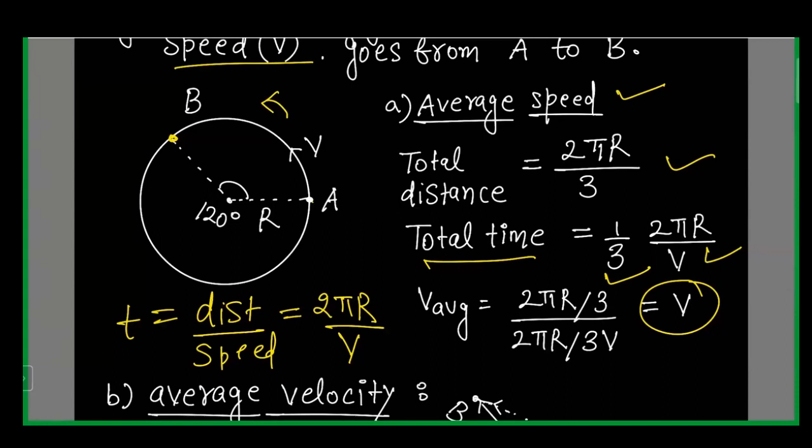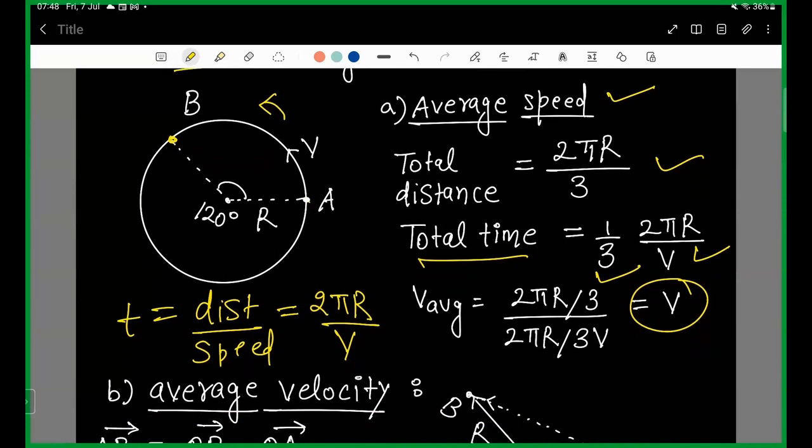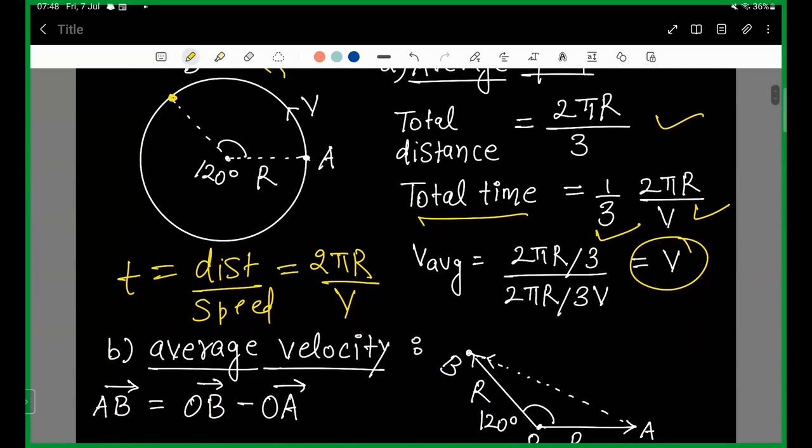So an object is moving with a uniform speed of v, and the average speed also comes out to be v. This was about speed. But what about average velocity? So now let's see what the average velocity is in this problem.